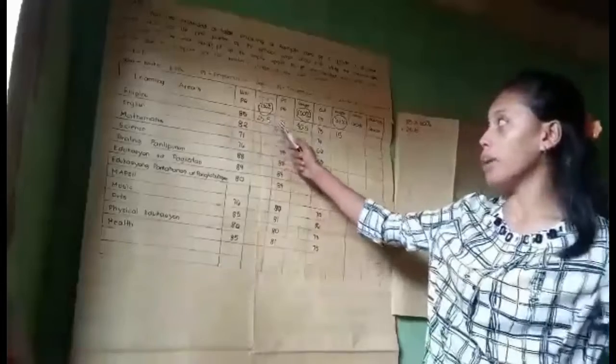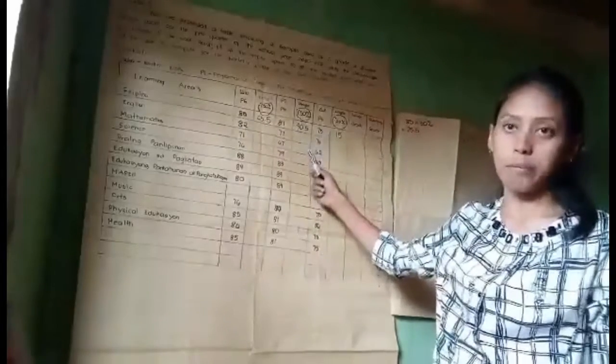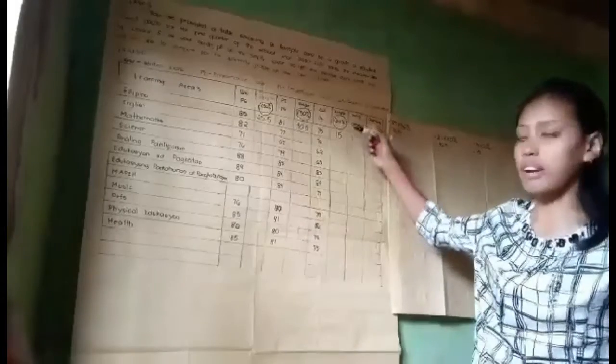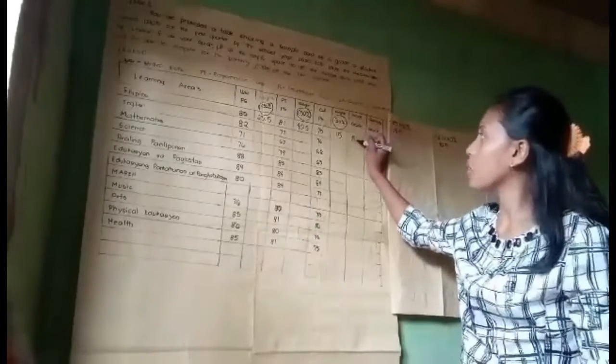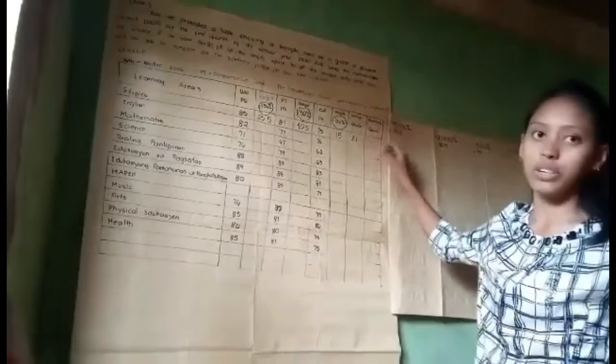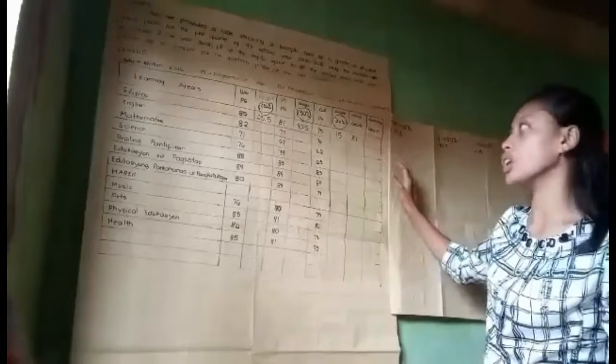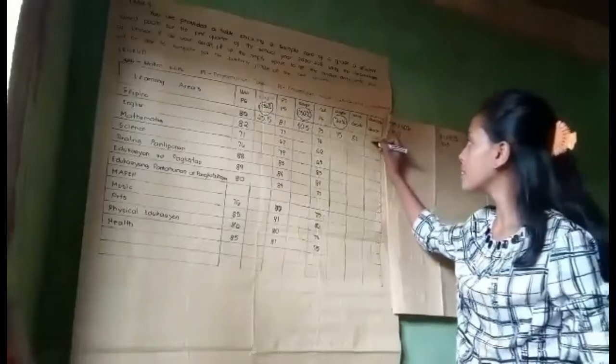So 25.5 plus 40.5 plus 15 is equal to 81. So our initial grade is 81. To find the quarterly grade, we will transmute the initial grade using the transmutation table. The transmutation of 81 is 88. So our quarterly grade in Filipino is 88.